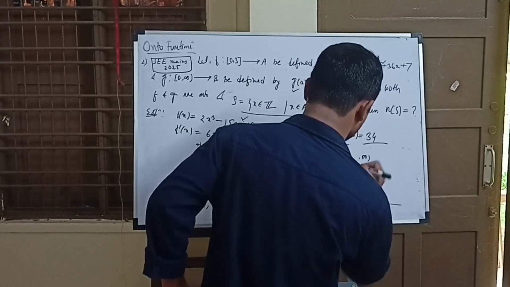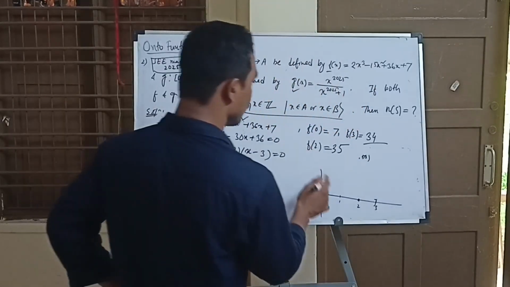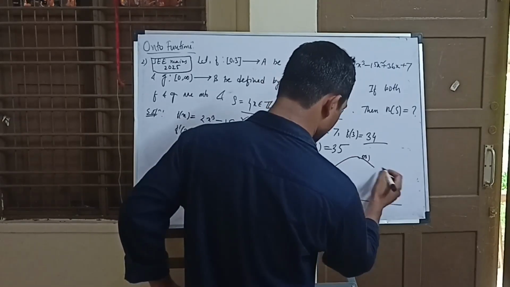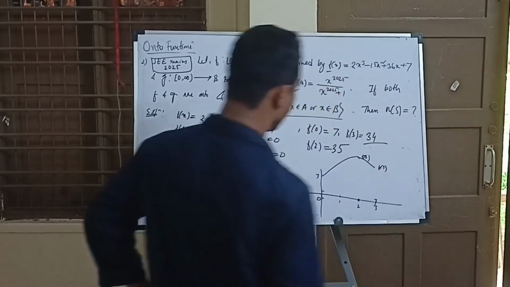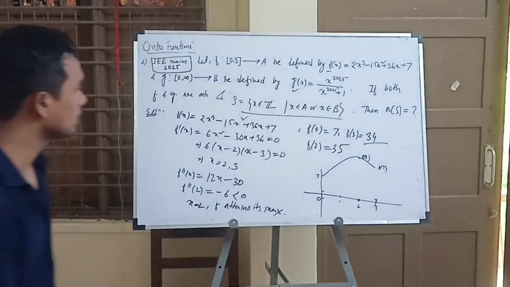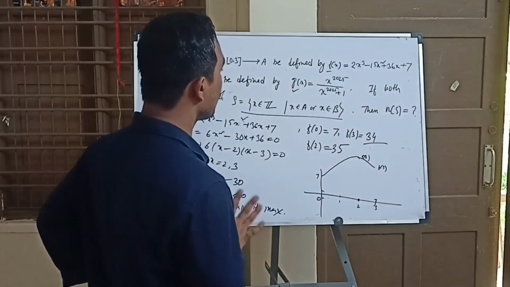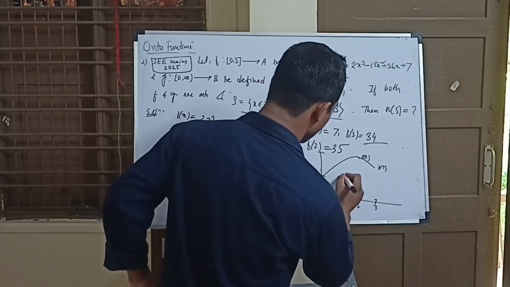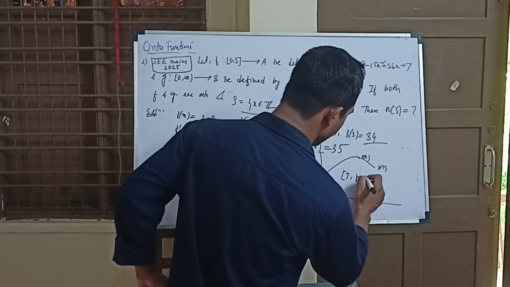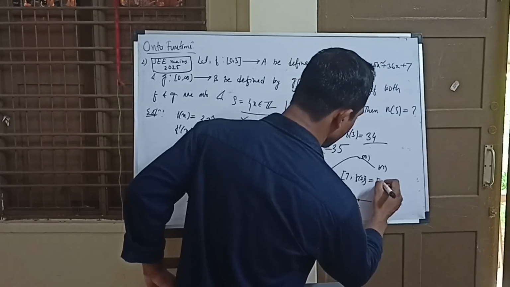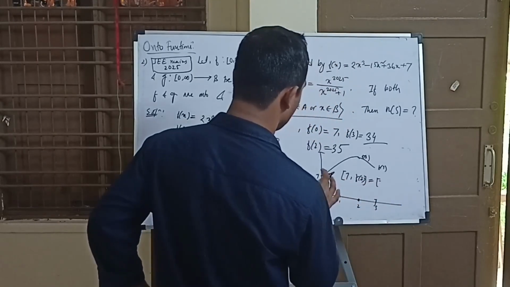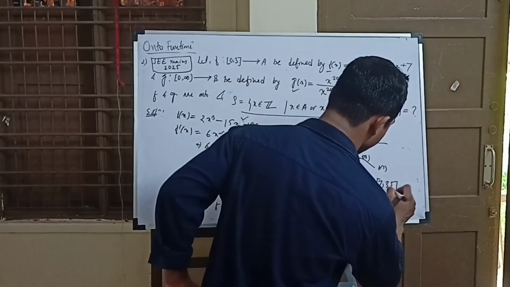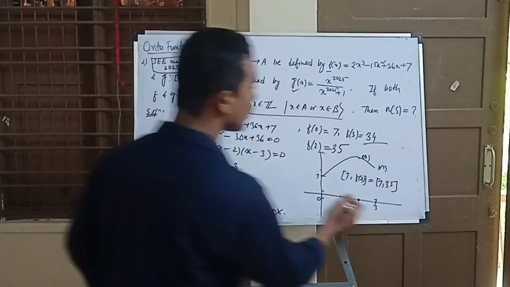Suppose this is f of 2. Suppose f of 0 is 7. Suppose this is 7, the curve will go like this. F of 3. Correct? This is an onto function and the range of this is 7 to f of 2. That means what? Sorry. Yeah. 7, 35. The value of A is [7, 35].